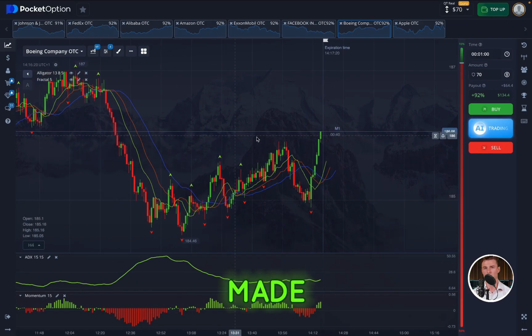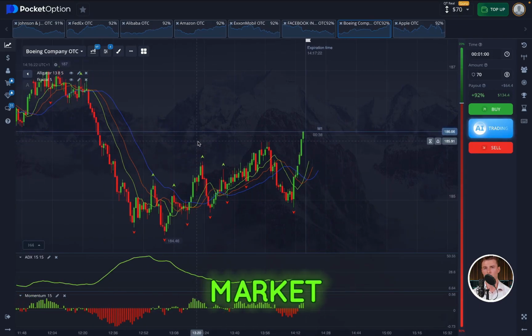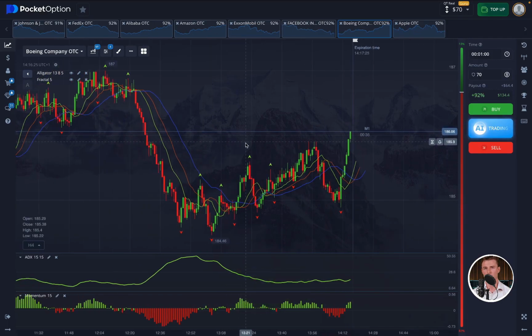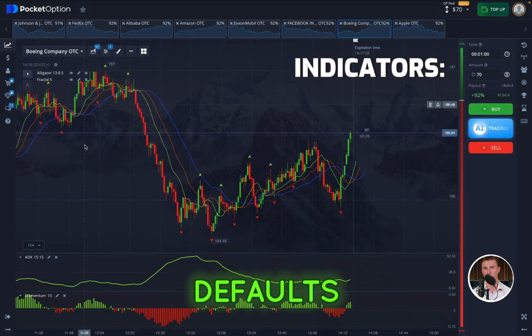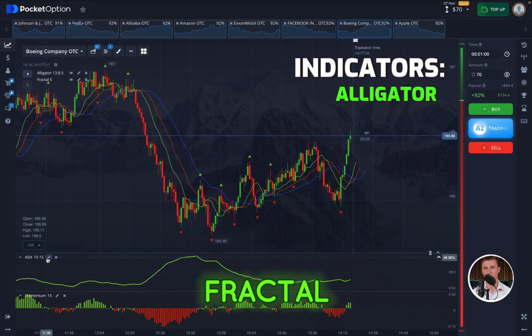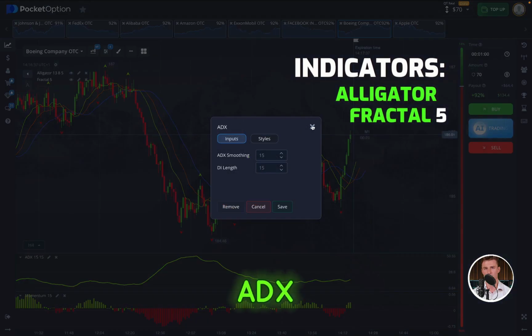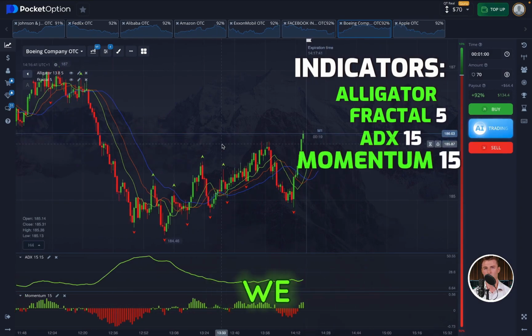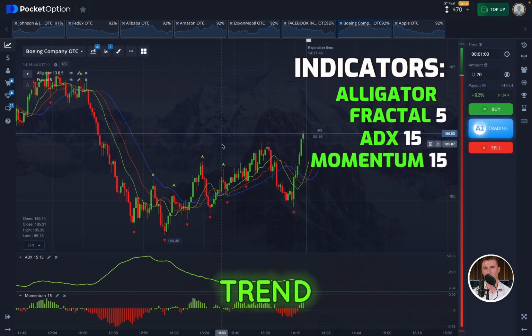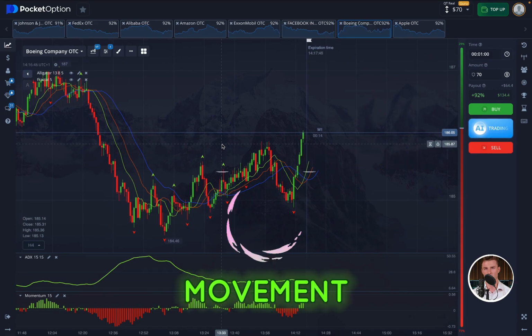I have already made a detailed analysis of the market for the last period of time and came to the conclusion that today we will use the following indicators. It includes alligator with default settings, fractal with period 5, ADX oscillator with parameter 15, and momentum oscillator with period 15. Today, we will be oriented on the trend and also observe the volume of movement.